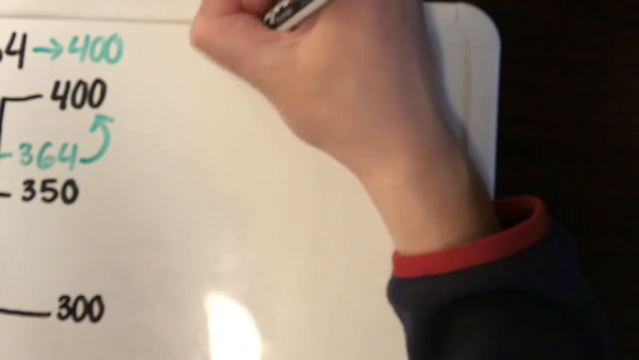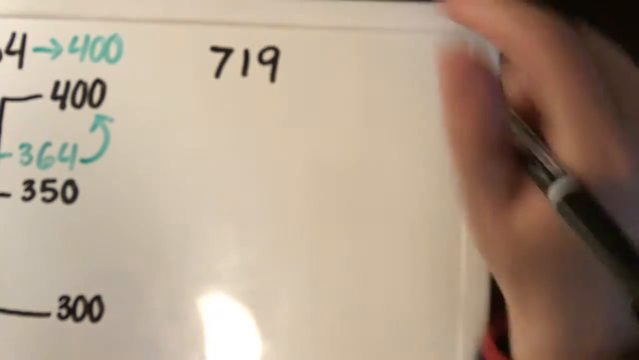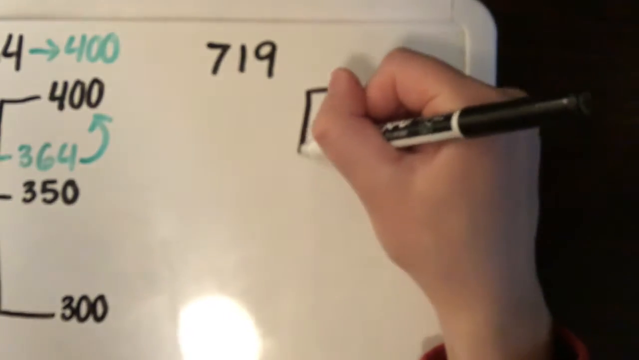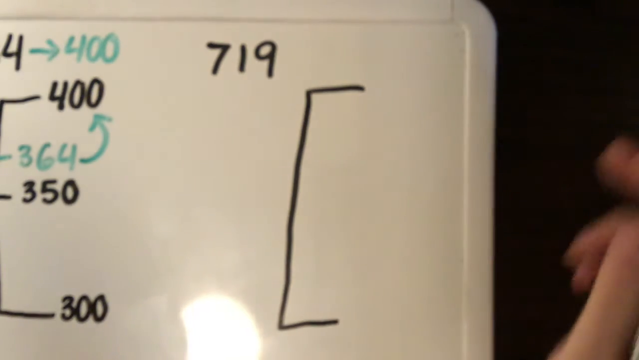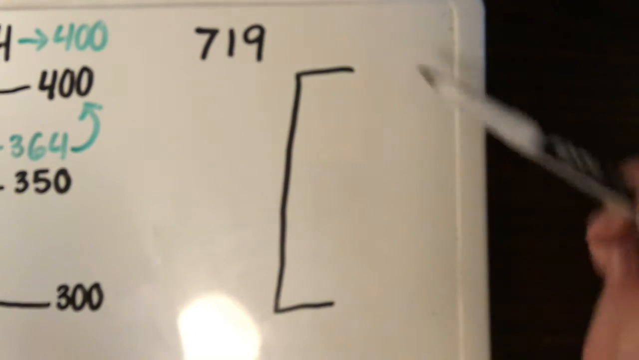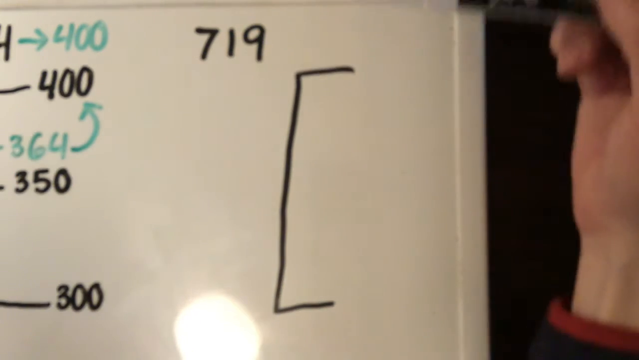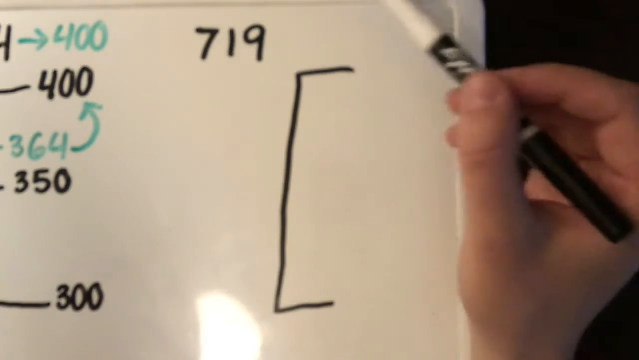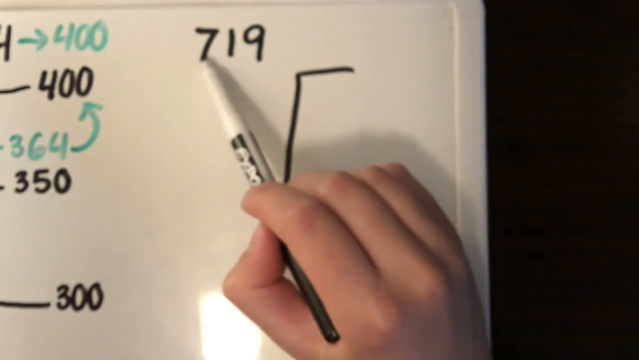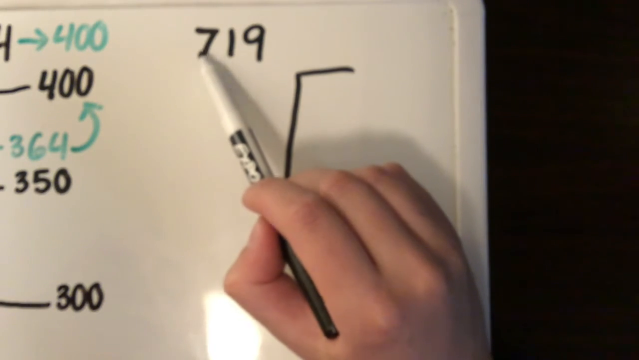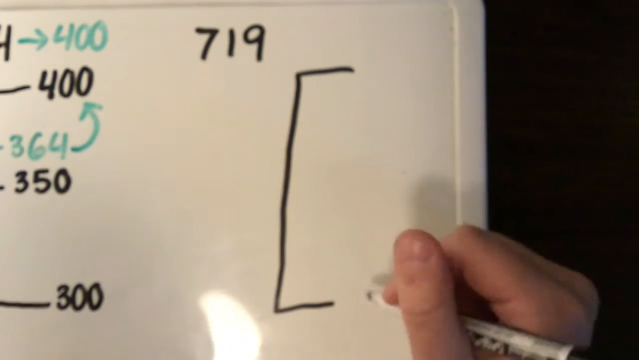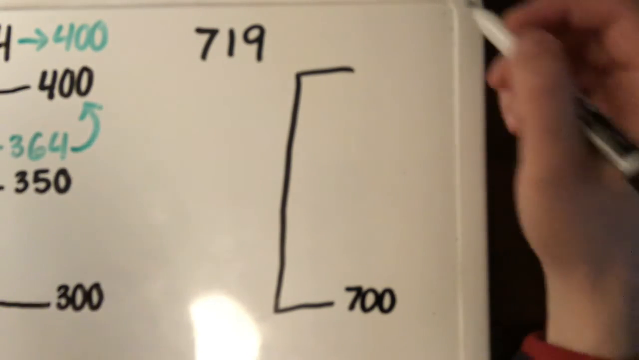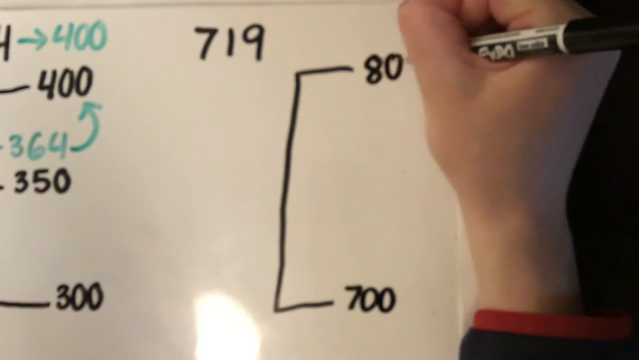Let's do 719. Okay, so same as the one we just did, I'm going to do my vertical number line. And I'm thinking about which 100 comes before 719 and what 100 comes after 719. To help you with this, if you aren't sure, you're always going to just do the 100 of what this one is. So I see this is a 7 in the hundreds place, so my first 100 down here would be 700. And then my 100 after 719 would be 800.